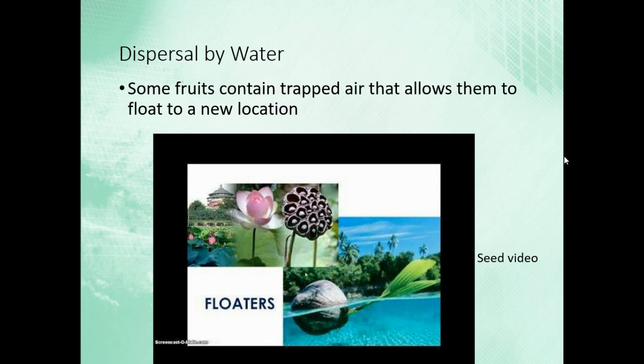The next way we can disperse seeds is by water, and those are really the three main ways. It's air, by animal, or by water. Some fruits contain trapped air that allows them to float to new locations, and so I have a lotus flower here.